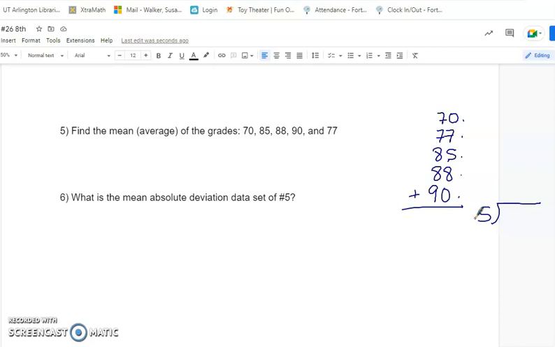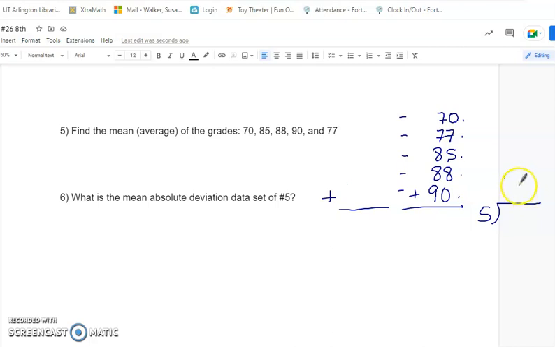Then you come down here and you take each of these numbers and you are going to take the mean, this number that you get, and subtract. Remember? So whatever I get here, if this was 80, I would say 80 minus 70, and I would put a 10. Okay? And I would find all of these deviations here. Then I would add and divide by 5. Okay? So that's how you do mean absolute deviation.